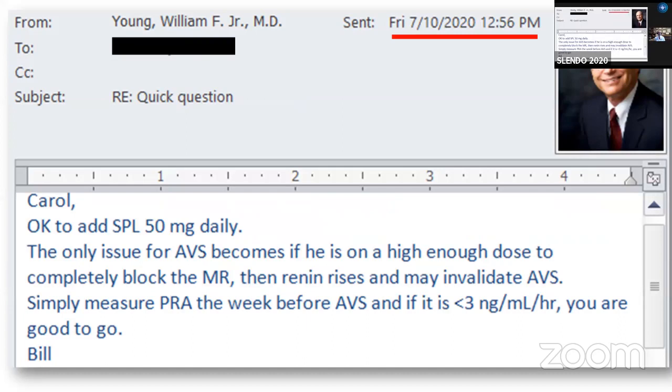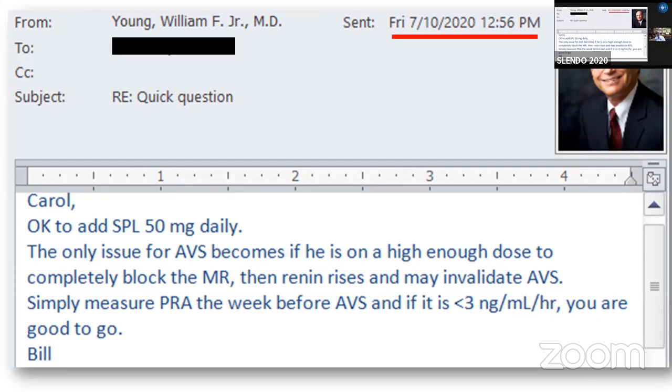Carol, okay to add spironolactone, 50 milligrams daily. The only issue for AVS becomes if he's on a high enough dose to completely block the MR. Then renin rises and it could invalidate adrenal vein sampling, because if renin is high enough, it potentially could tell the contralateral adrenal to the APA to make enough aldosterone so that you no longer have a gradient in aldosterone from the side with the APA.